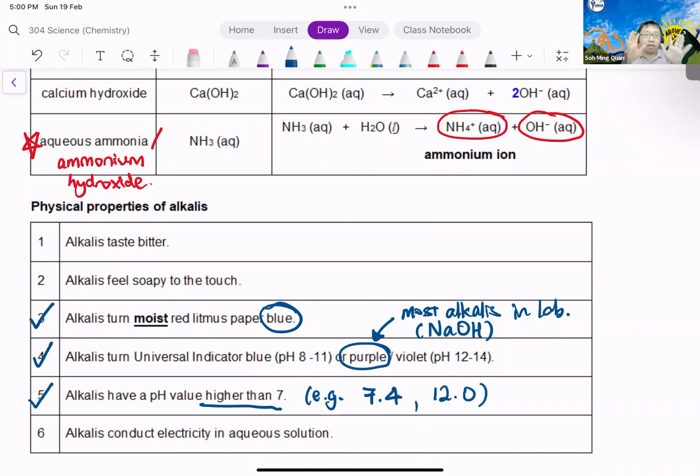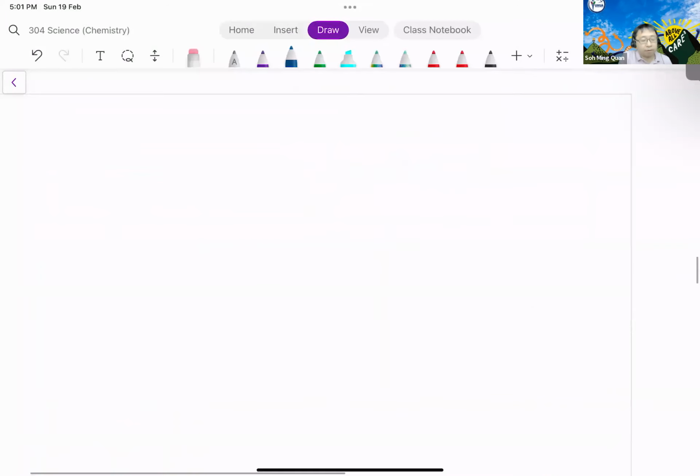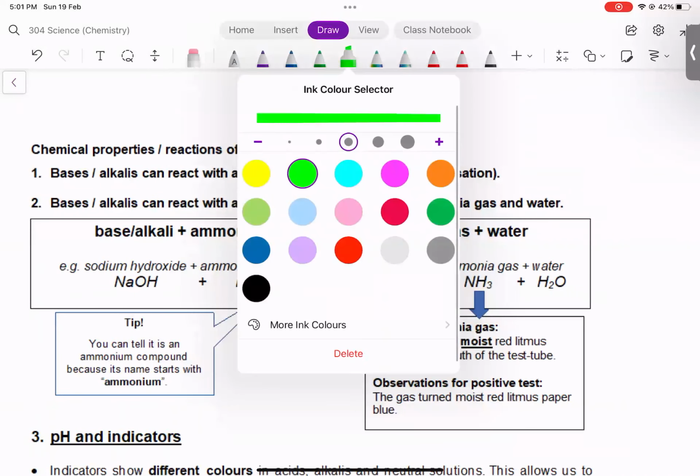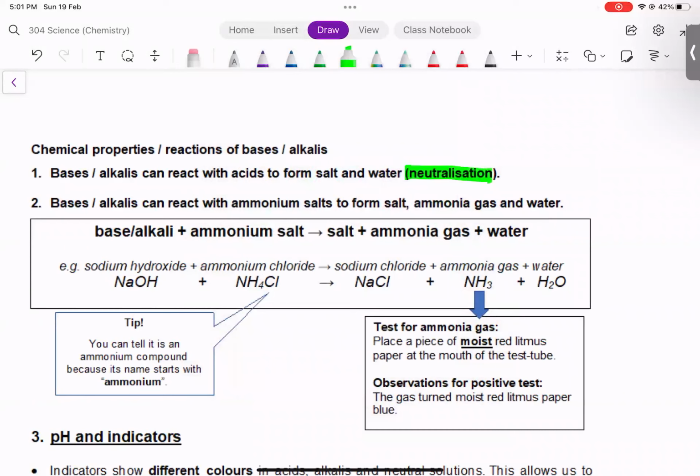So this page is important to study. You need to know the alkalis, that OH minus is responsible for the properties. You need to know the colors, blue or purple with universal indicator. You need to know pH, okay? Now moving on to the reactions of alkalis. The first one is basically neutralization. Acid plus base gives salt and water. That's neutralization, which you already know under acids.